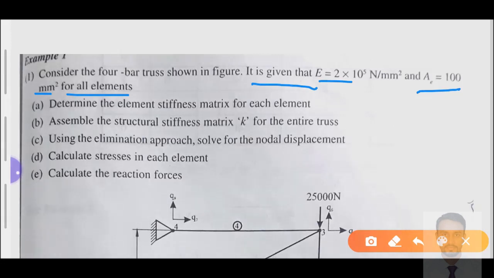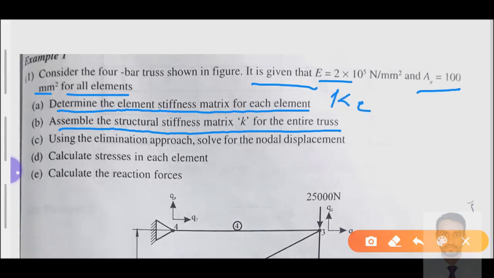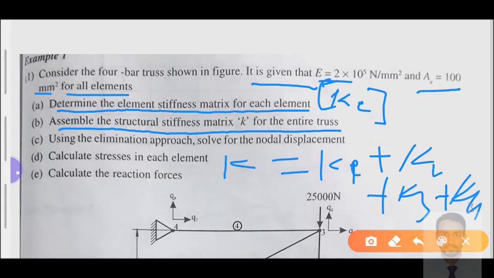Then what we need to find out? We need to determine the elemental stiffness matrix for each element, and the structural stiffness matrix K for the entire truss. We need to find out the elemental stiffness matrix KE. Then K is equal to K1 plus K2 plus K3 plus K4. So that is the reason it is stated. Using an elimination approach, solve for the nodal displacements. We need to use the elimination approach. We need to find out the nodal displacements Q1, Q2, Q3, Q4, Q5.